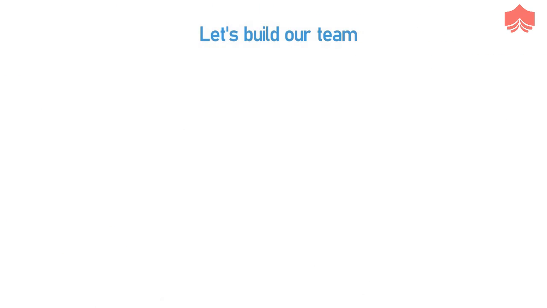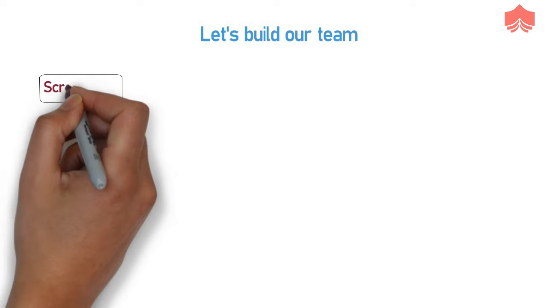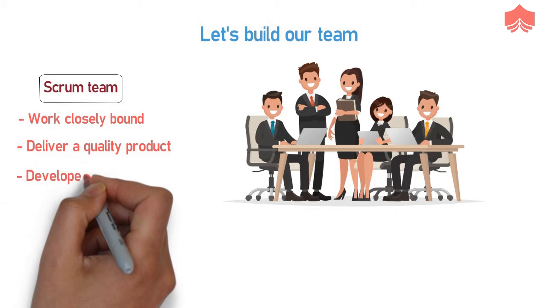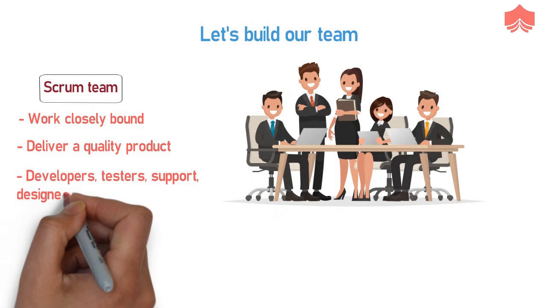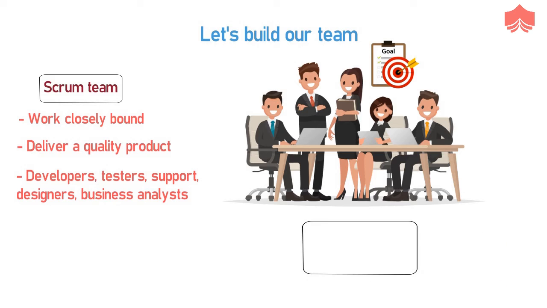Step 2. Let's build our team. Defining a Scrum team is again a crucial step, as this is the team who is required to work closely bound and deliver a quality product. The team will comprise of 5 to 9 team members, which include developers, testers, support, designers, business analysts, etc. All the members in the team will work towards a common goal as set in the commitment.